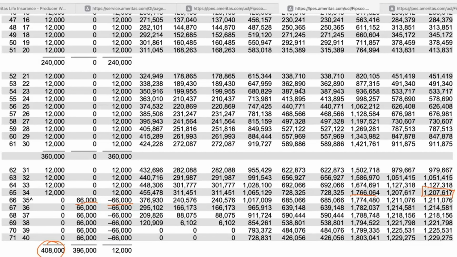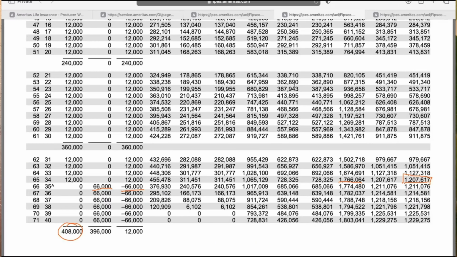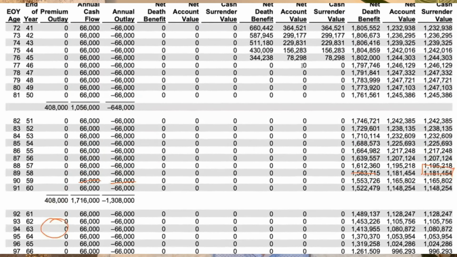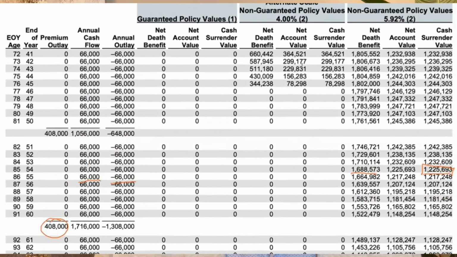Now, I'm simply going to scroll down, and you can see $66,000 for the remainder of my life is able to comfortably come out of this account. I'm just going to pause it here at 91. I would have put in total throughout my working years, $408,000 into the policy.